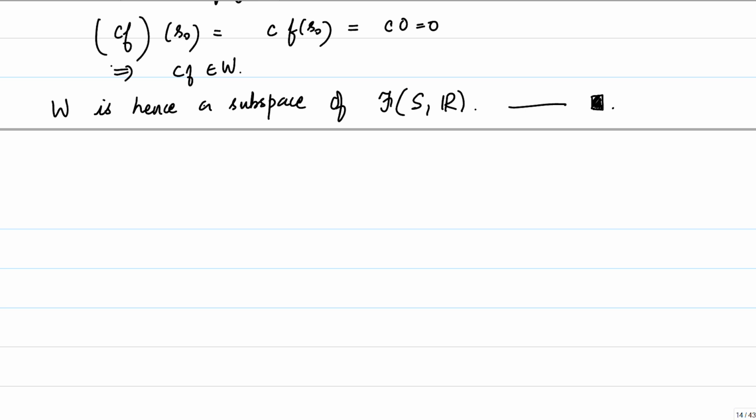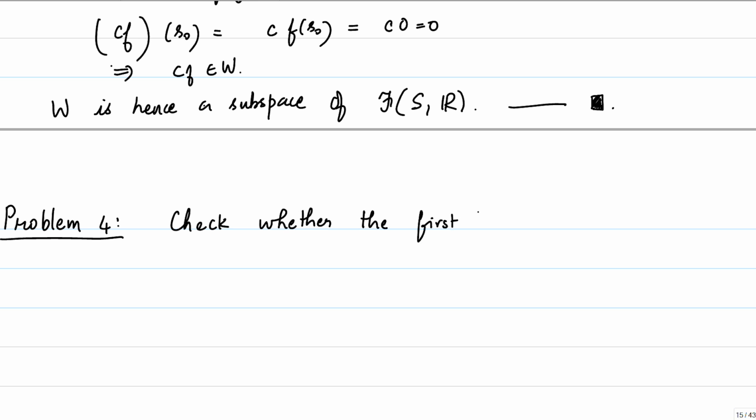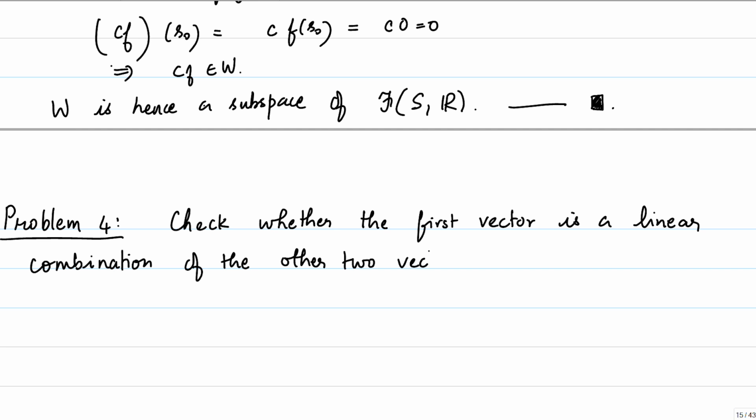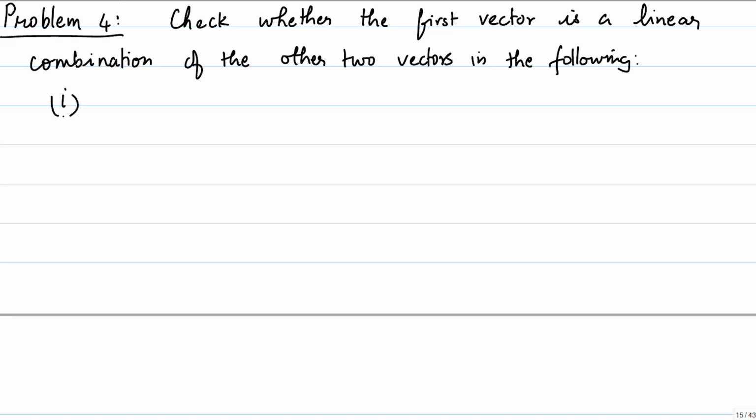Next, let us do a problem which is similar to one of the assignment problems. Problem 4 demands that we check whether the first vector can be written down as a linear combination of the other two vectors. So, check whether the first vector is a linear combination of the other two vectors in the following. The first one is (-2, 2, 2), (1, 2, -1), (-3, -3, 3) in R^3.